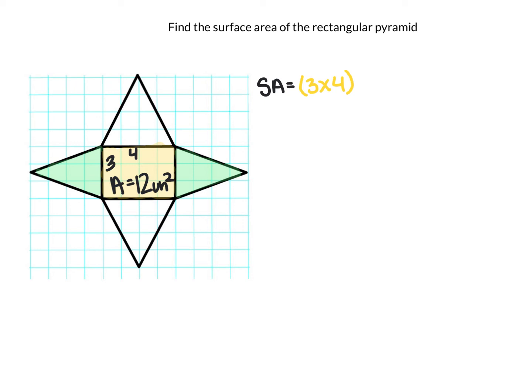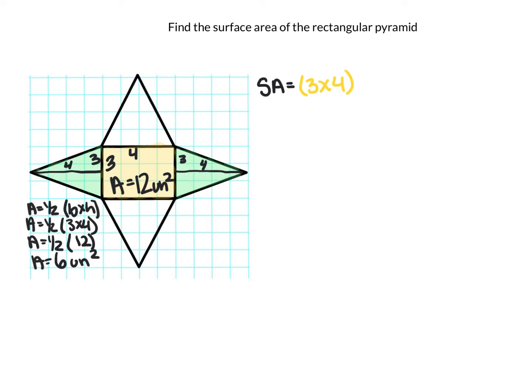Now let's find the area of the two green triangles, which are two of the rectangular pyramid's faces. Since they're triangles, to find the area, we have to find the base and the height. For the two green triangles, they have a base of 3 units and a height of 4 units. Now that we know what our height and base is, we can plug those into the formula for the area of a triangle. A equals half base times height, and we're going to get that it is 6 square units. And for our equation for the surface area of the rectangular pyramid, we're going to add 2 because of our two green triangles, and we're going to multiply that by the equation for area of a triangle, which was half the base times the height.